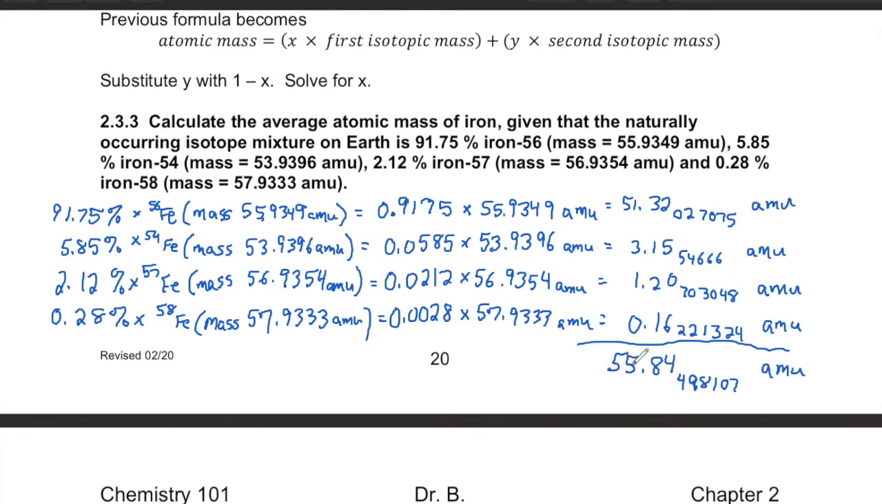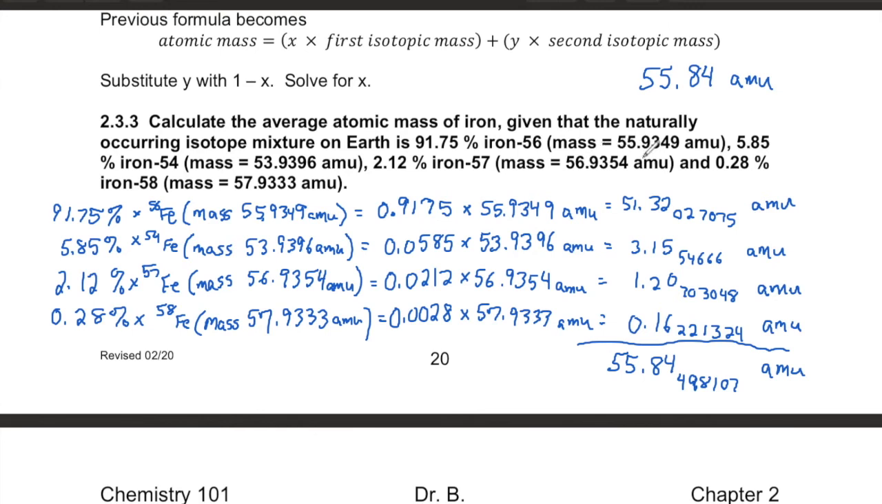So that gives us 55.84498 10.7 AMU. And all of these happen to go 2 places past the decimal, so when we add these up, we can keep 2 places past the decimal. And so our average atomic mass is 55.84 AMU.